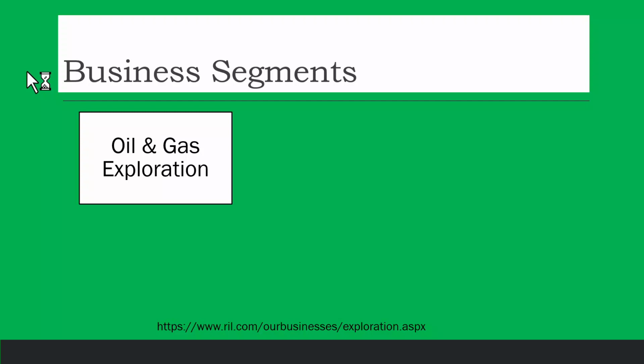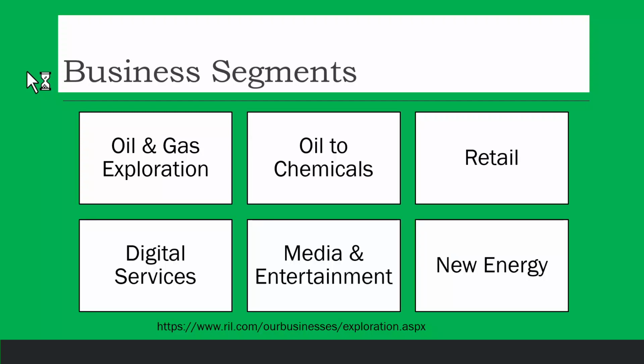So, it is having businesses. I'll just show all the businesses. So, these are the six kinds of businesses: oil and gas, oil to chemicals, retail, business service, entertainment, and new energy.